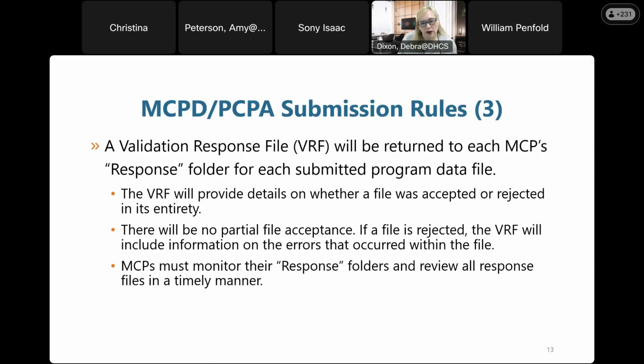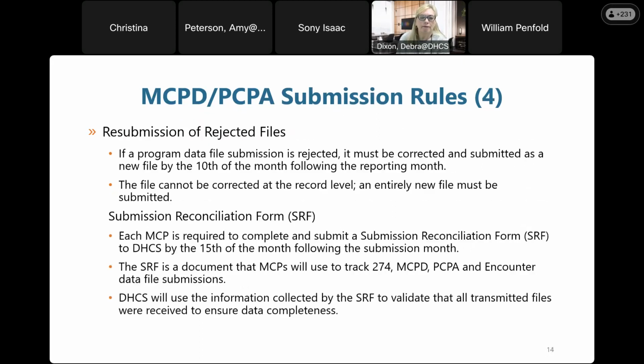The validation response file is returned to each response folder for each one of the program data files submitted. That response file will provide the details on whether the file was accepted or rejected in its entirety. It's not a partial file acceptance. We either take it or we don't. If a file is rejected, that response will include information on the errors that occurred in that file. Again, you can find that information in the technical documentation. All of those errors are listed to help you figure out how to fix them and resubmit. The plans must monitor those response folders and review those files in a timely manner to make sure that you capture anything that's been rejected for resubmission. Next slide, please. Resubmission of the files: if a file is rejected, it must be corrected and submitted.